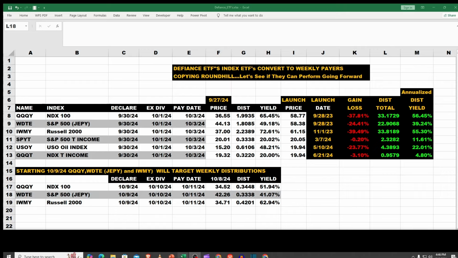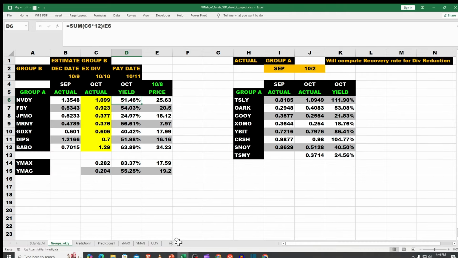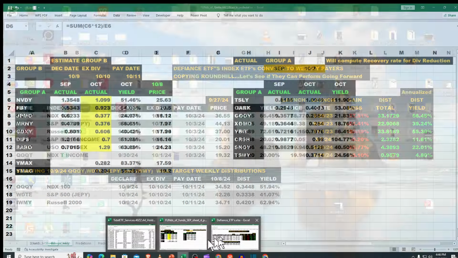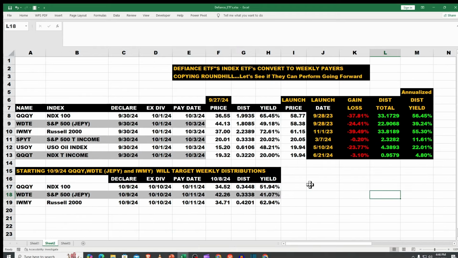Here is QQQY. Let's take a look at, whoops, I switched into the wrong page. So what all's going on today? I did Roundhill, posted that already. Some of you saw it last evening. If you weren't up late, then you'll see it today. And then Defiance have some of their funds on a weekly basis, so I'm going over those.